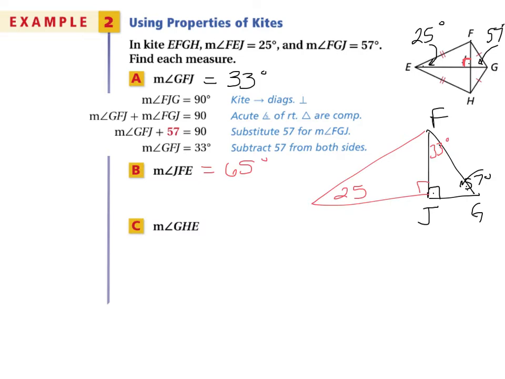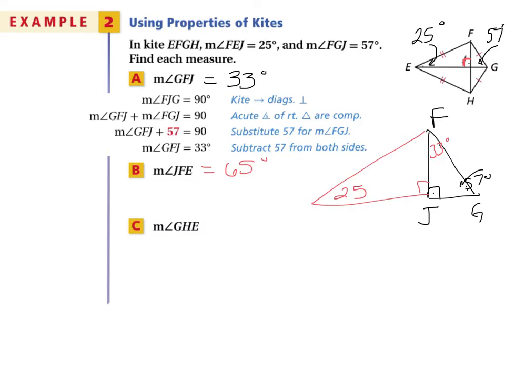So you would say, for example, the measure of angle FJG is 90 degrees because the diagonals of a kite are perpendicular. Then we could say that the acute angles added together equals 90. The reason is acute angles of a right triangle are complementary. By substitution and by subtraction property, we find our answer is 33 degrees. The same set of steps would also work for part B.